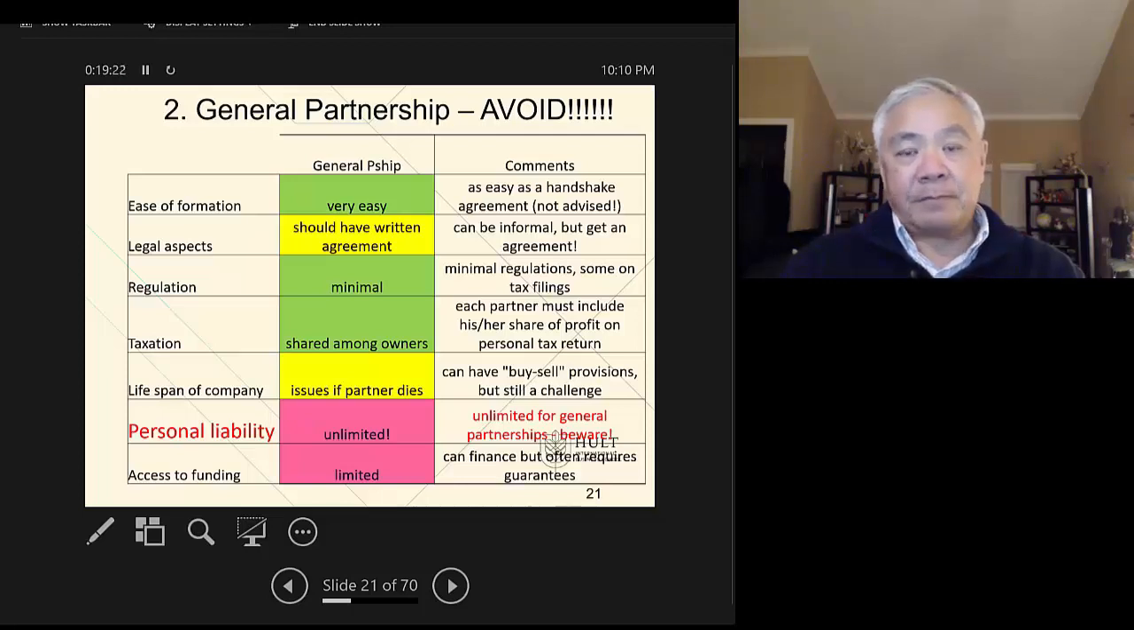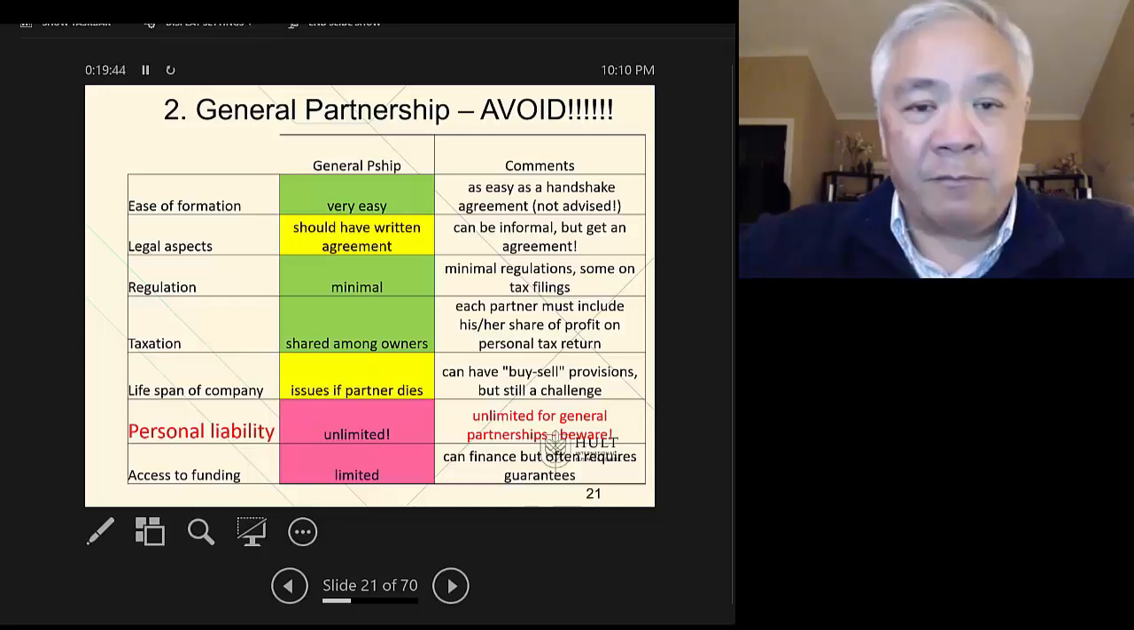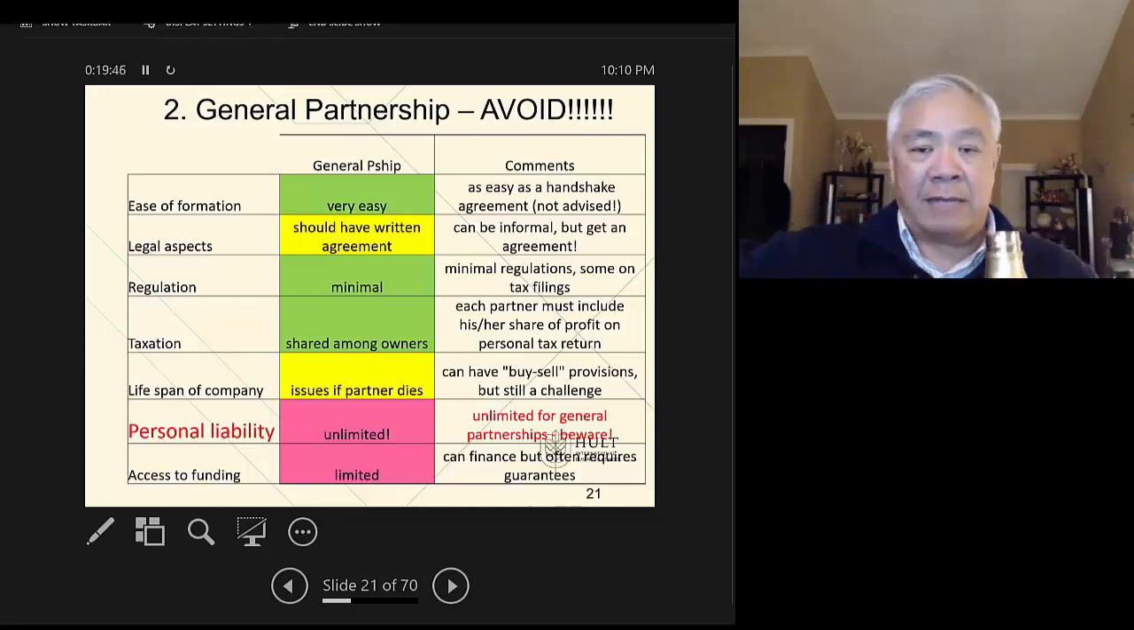This is why it's bad. So let's say you and three other friends form a general partnership and somebody slips and falls in your store, a customer, and they sue you. Well, if you don't have adequate insurance, then the liability falls on the partnership. So that's bad because each of the partners would be responsible to make good on that damage.